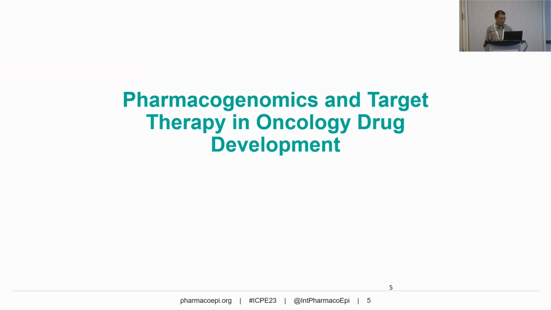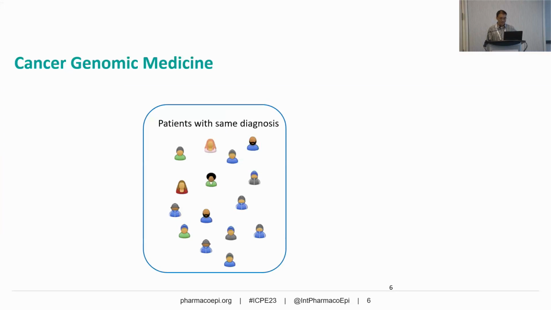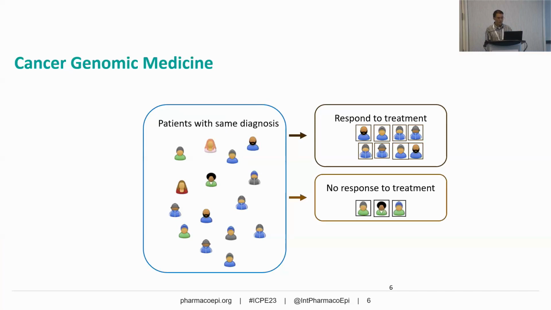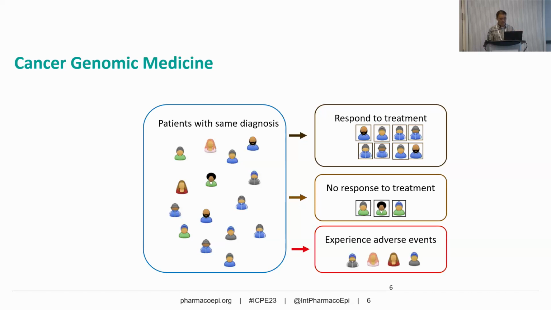So first, let me talk about pharmacogenomics and targeted therapy in drug development. This is a really nice cartoon, actually borrowed from Andy, from one of his previous talks. Patients with the same diagnosis, as we know, are a heterogeneous group. You can easily divide them. There will be a small group of patients who respond to the treatment, right? There will be other patients who do not respond to the treatment. And there will be other groups of patients who not only don't respond to your existing treatment, but may have adverse events.